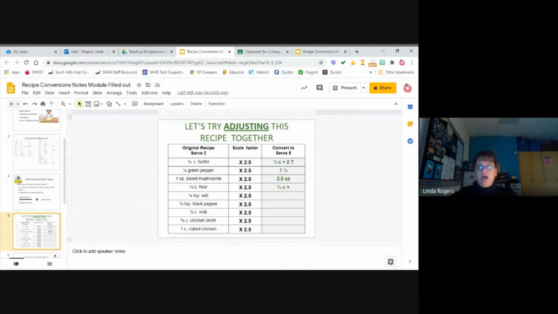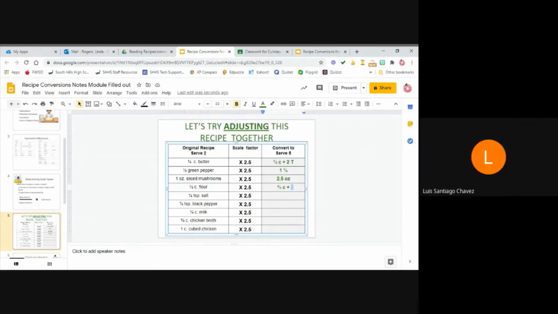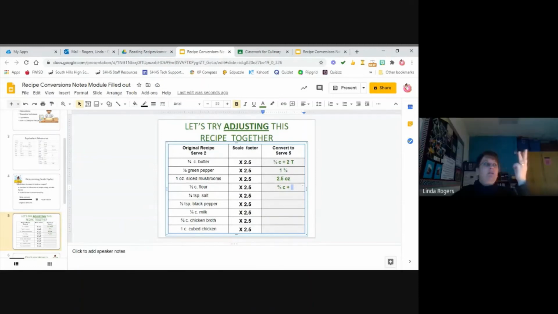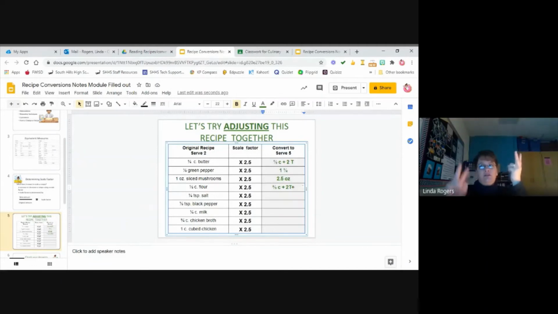So 8 teaspoons. What can we reduce that 8 down to as far as tablespoons and teaspoons? Remember, it's 3 teaspoons in a tablespoon. So 3 goes into 8 how many times? 2. So we've got 2 tablespoons. And then how many teaspoons are left? We've got 3, 6. There's 2 teaspoons left, right? Because we had 8.